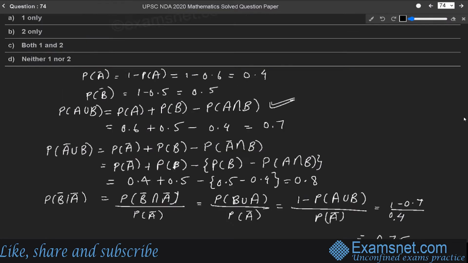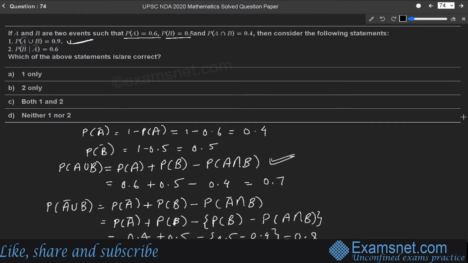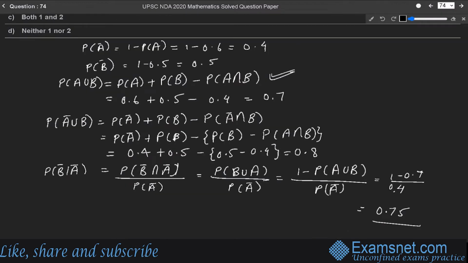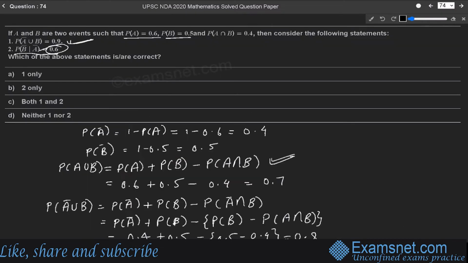So we can say that statement 2 is also completely wrong because it says that P of B bar upon A bar is 0.6, but the correct value is 0.75. So the correct option for this question is option number D, neither 1 nor 2.